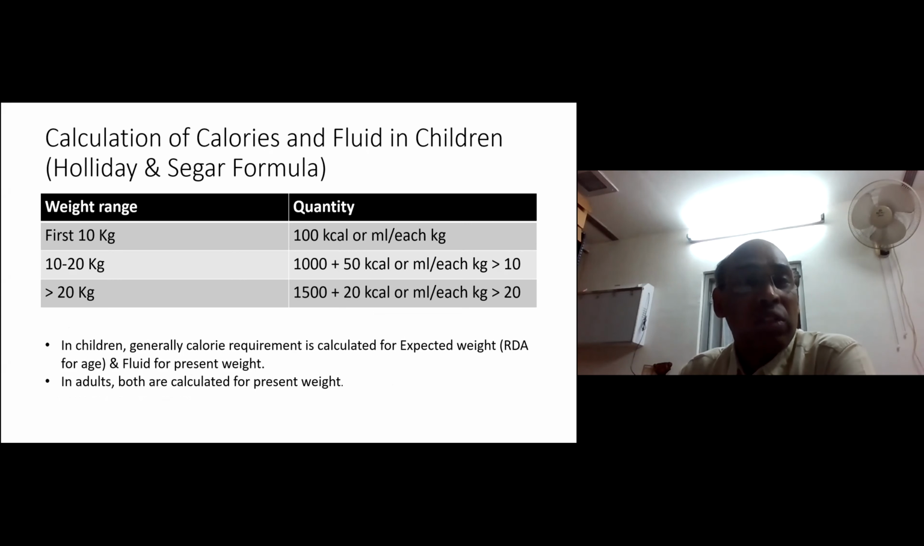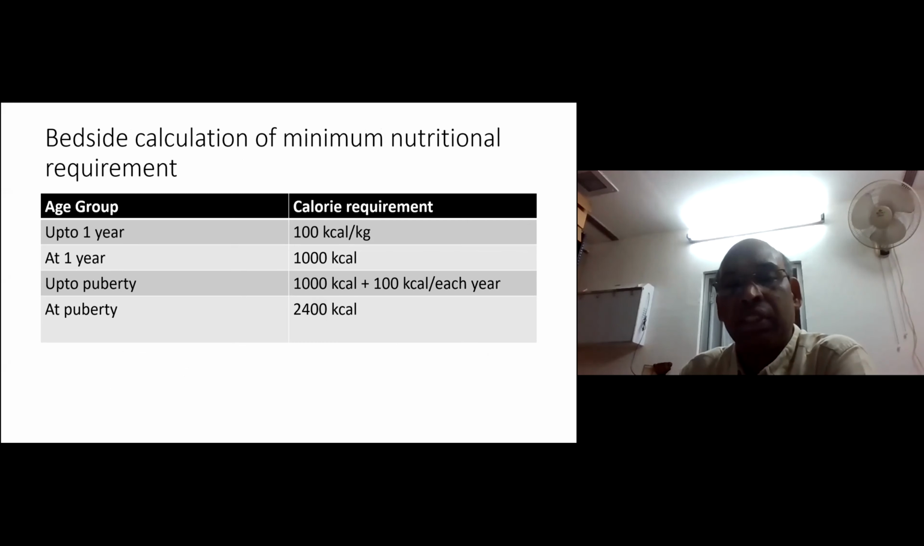Coming to the calculation of calories and fluid in children, we use the Holliday-Segar formula. We all know that for the first 10 kg it is 100 calories for each kg, then 50 for the next 10 kg, then 20 for each additional kg. In children, calorie requirement is generally calculated by the expected weight, not the ideal weight, and fluid by the present weight. But in adults, we calculate both by the present weight.